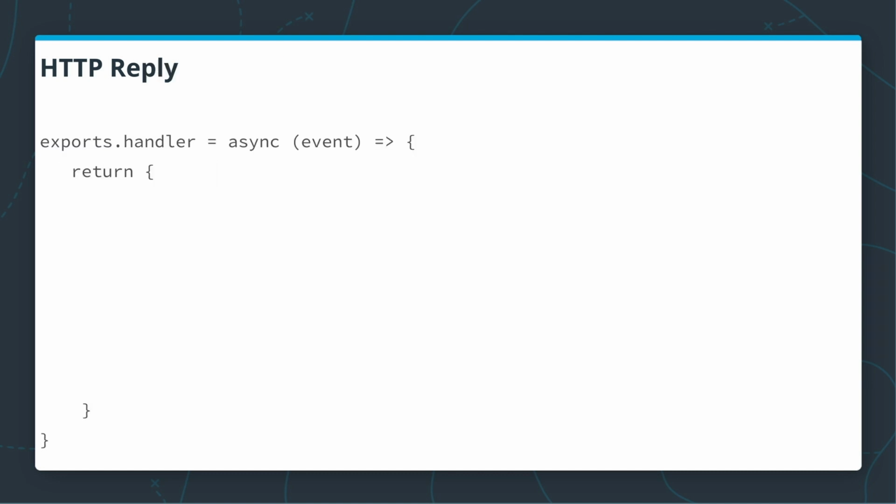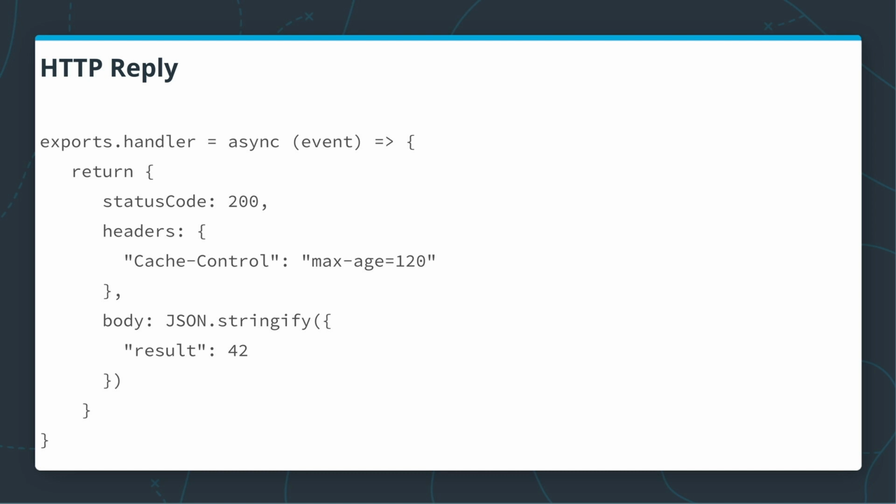Now, if we want to return a reply from a function that has a proxy integration mode, then we need to give it the following shape. So first of all, we need to return a status code, which is 200 in this case. We can provide additional headers, which is just cache control here. And we can specify a body, which is a string, and here we want to return a JSON object, so we need to first convert it into a string and return it to a client.